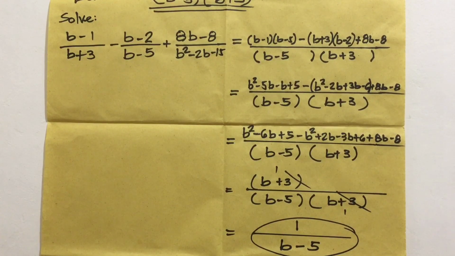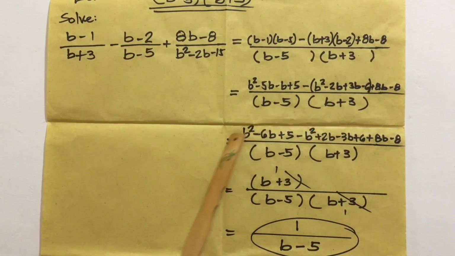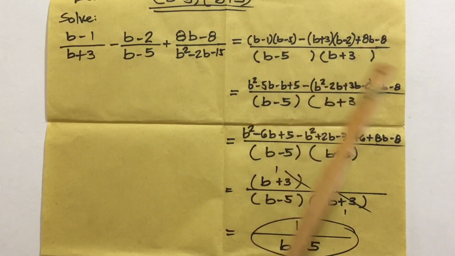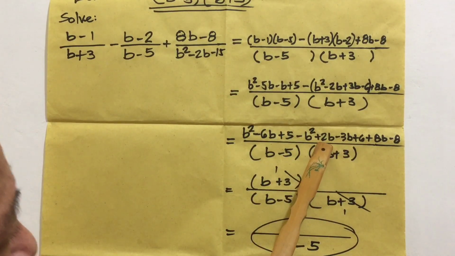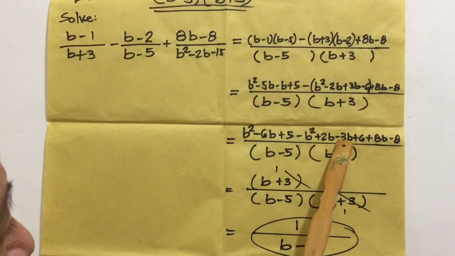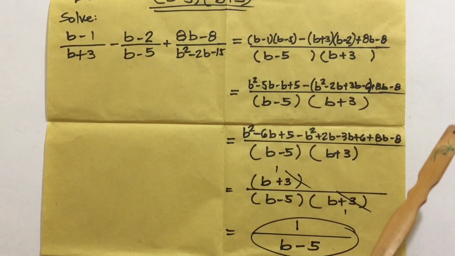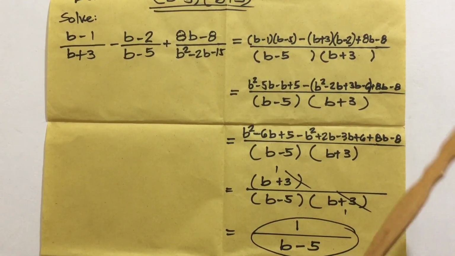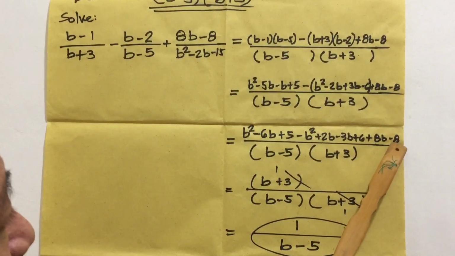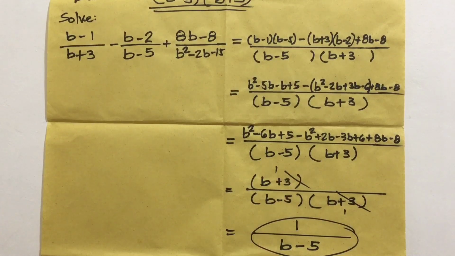And this time combine like terms. We're going to combine b squared and negative b squared. This one is cancelled because negative and positive make 0. So negative 6b, and we have positive 2b, and we have negative 3b, we have positive 8b, so combine like that, and the answer is 1b also. And we have now here negative 8 minus 5... So that's the answer now.